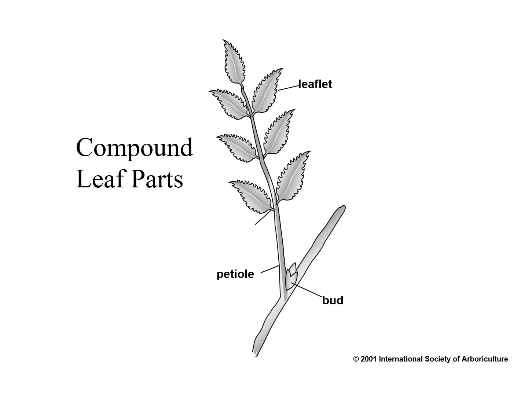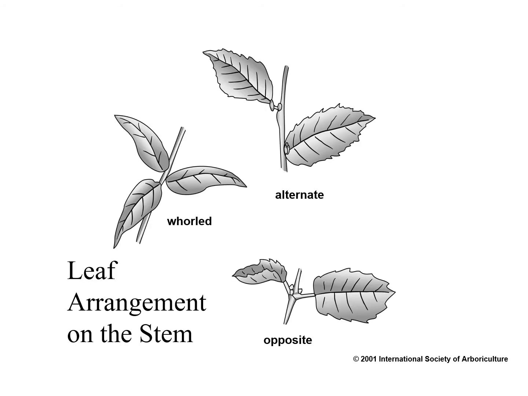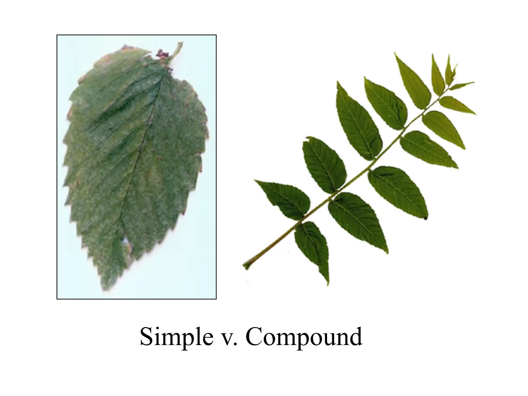If your leaf is a compound leaf, then there are a couple other terms to know. This entire surface is the leaf, from the base of the petiole to the tip of the last leaflet. This is a compound leaf. Leaf arrangement on the stem can either be alternate, opposite, or whorled. Here are two examples of a simple versus a compound leaf. The photograph on the left is an elm, while the photograph on the right is a black walnut.